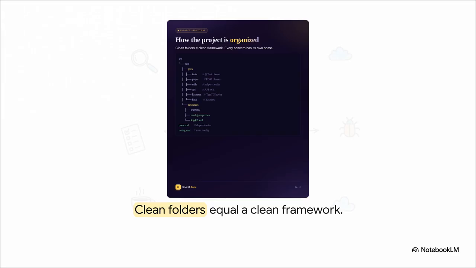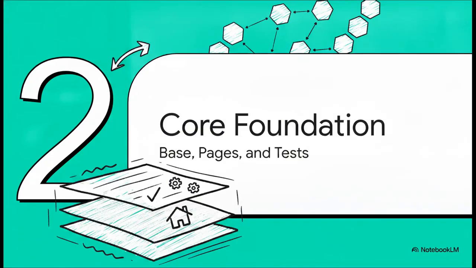And this isn't just about making things look pretty. This strict organization is the absolute heartbeat of a senior-level framework. It ensures that when a project scales up to thousands of tests, developers always know exactly where to find and fix the code.